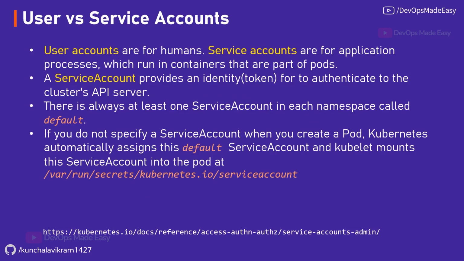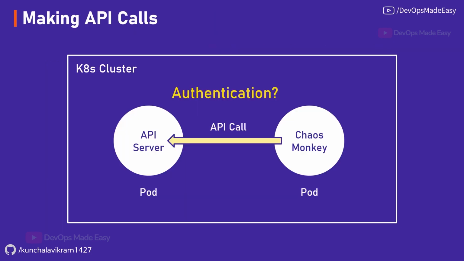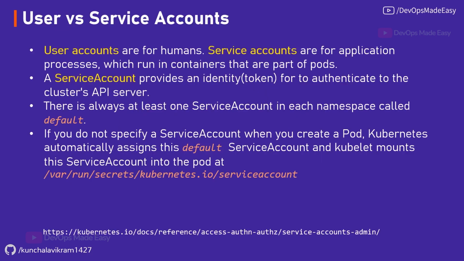In order to understand how this chaos monkey can actually talk to the API server, we need to understand what user accounts and service accounts are. We know that in Kubernetes you can authenticate yourself to the API server in two ways: with user accounts, and through service accounts. Basically, user accounts are for humans, but what about the processes running inside the containers?